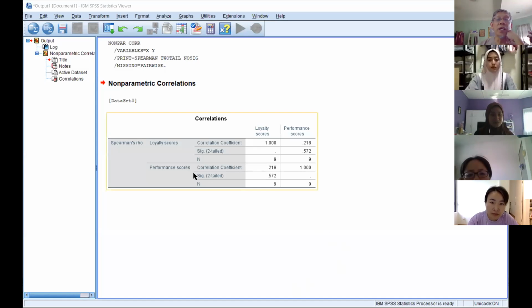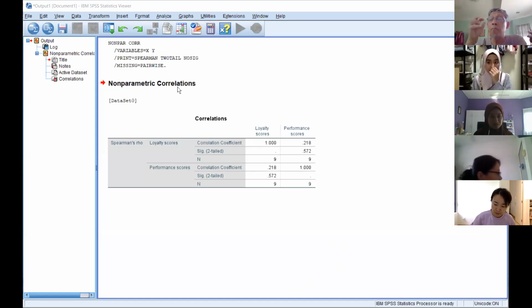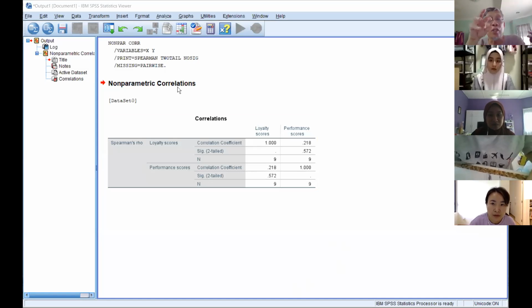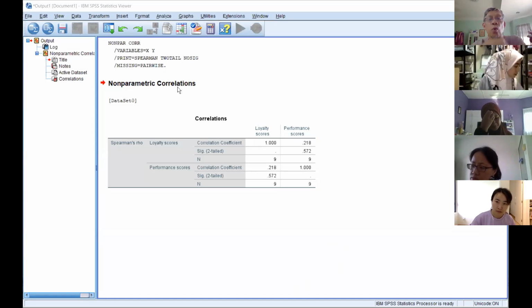You are given here non-parametric correlation. You need to observe this because later on, if let's say in the exam, I give you the result for this analysis, you need to differentiate between Spearman and Pearson correlation. So for Spearman, it indicates in the title as non-parametric correlation. This is Spearman rho correlation.